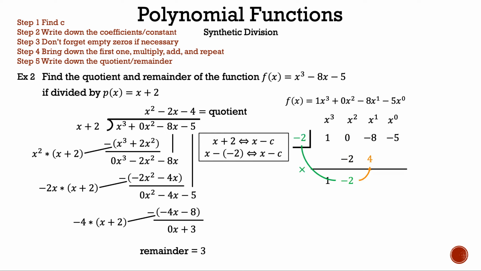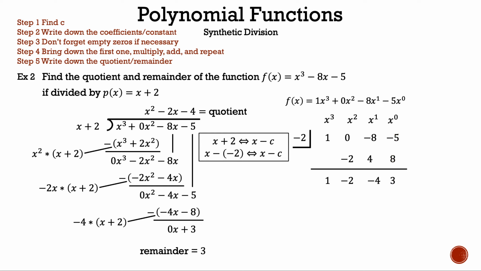Now repeat. So let's multiply the c value, in this case negative 2, by the bottom number, negative 2. And the result, 4, goes under the negative 8. Next we add the negative 8 and 4 and put the result, negative 4, on the bottom row. Now we repeat. So let's multiply the c value, in this case negative 2, by the bottom number, negative 4, and the result, 8, goes under the negative 5. Next we add the negative 5 and 8 and put the result, 3, on the bottom row.